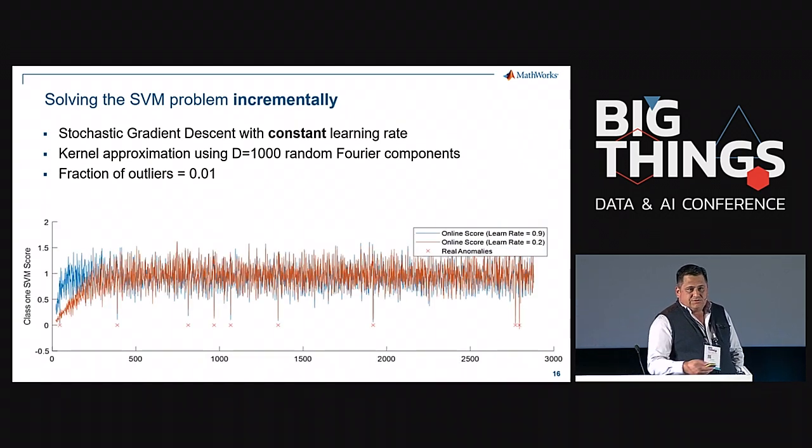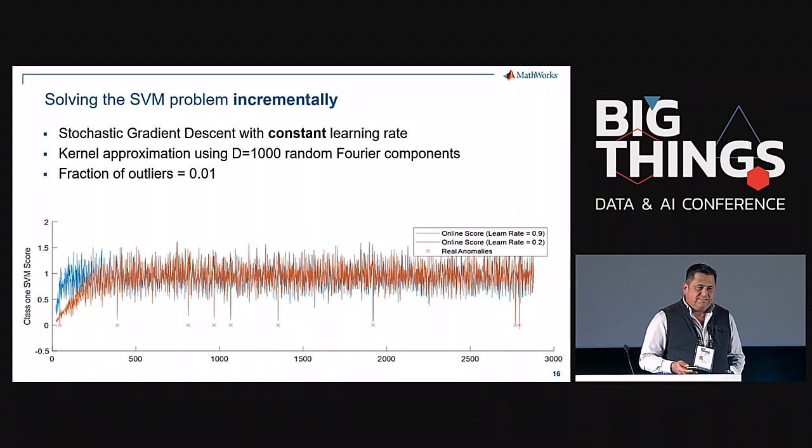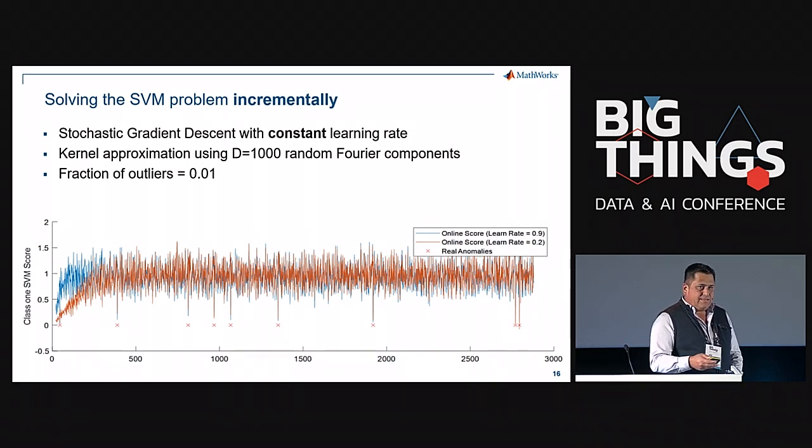So these are the results for the data set that we have. Actually, I ran it with two different learning rates. What we see is the score of the SVM. And the crosses at the bottom are the real anomalies. Peter was nice enough to give me some simulated data, and we know where we injected the anomalies to the motor. So we are able to detect all the anomalies, except at the very beginning where the model is still learning.